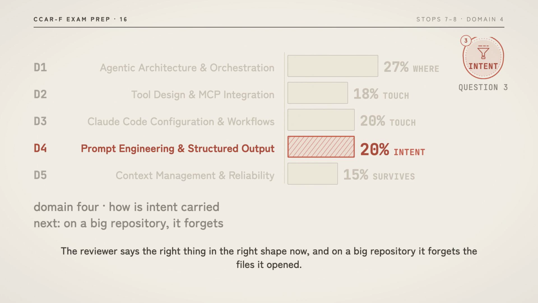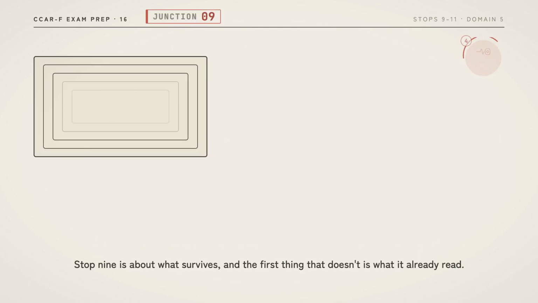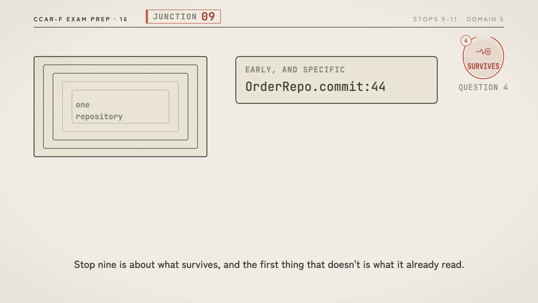The reviewer says the right thing in the right shape now, and on a big repository it forgets the files it opened. Stop 9 is about what survives, and the first thing that doesn't is what it already read.